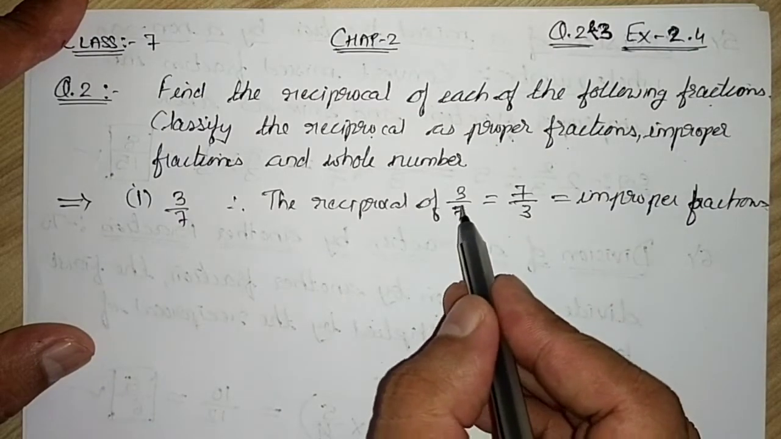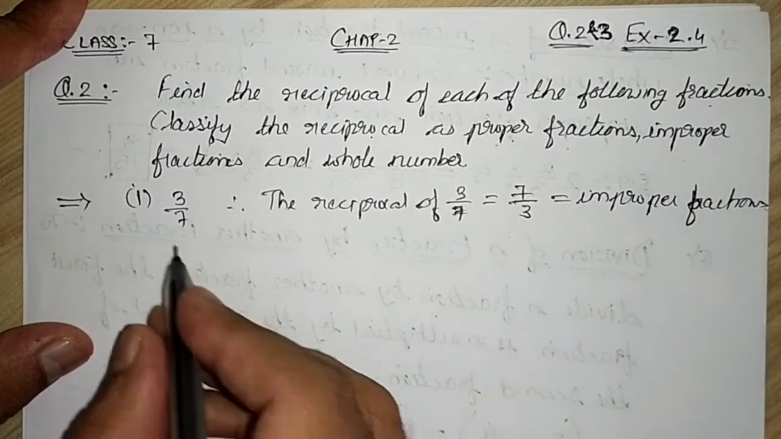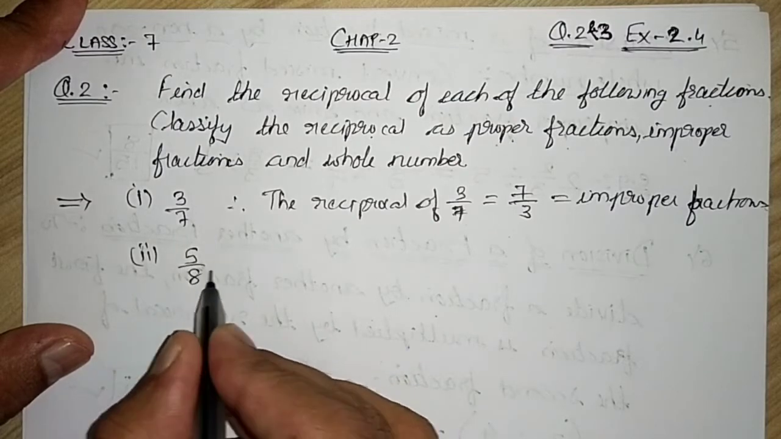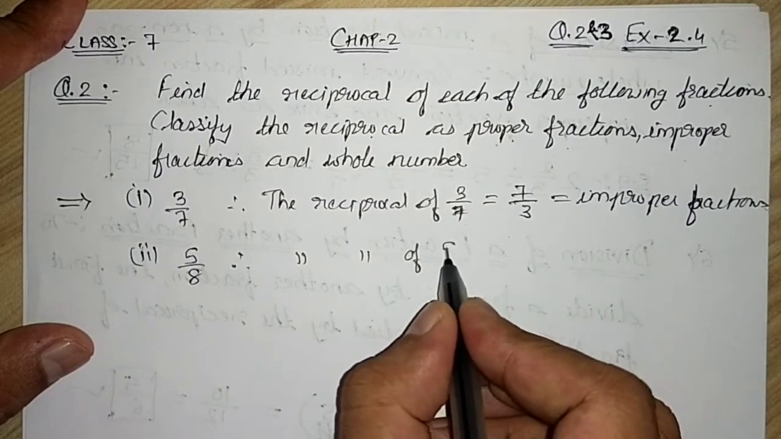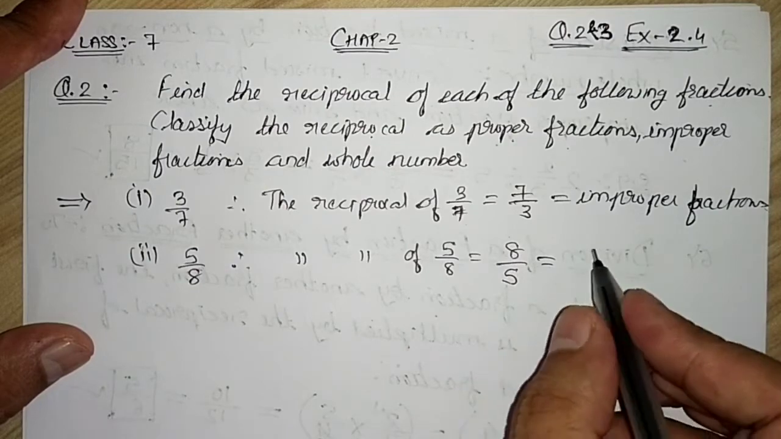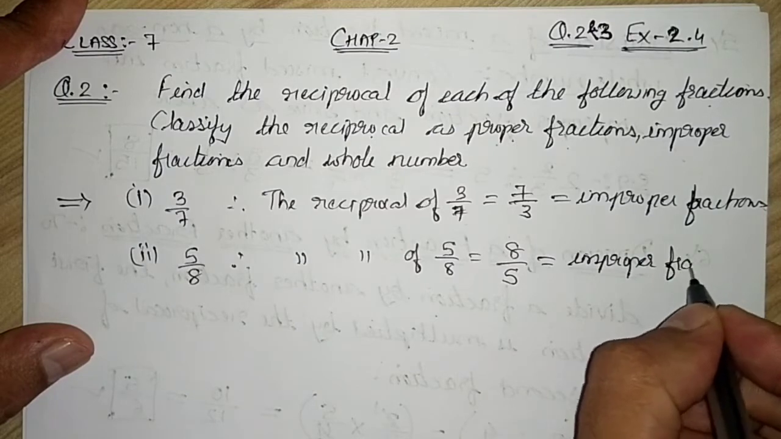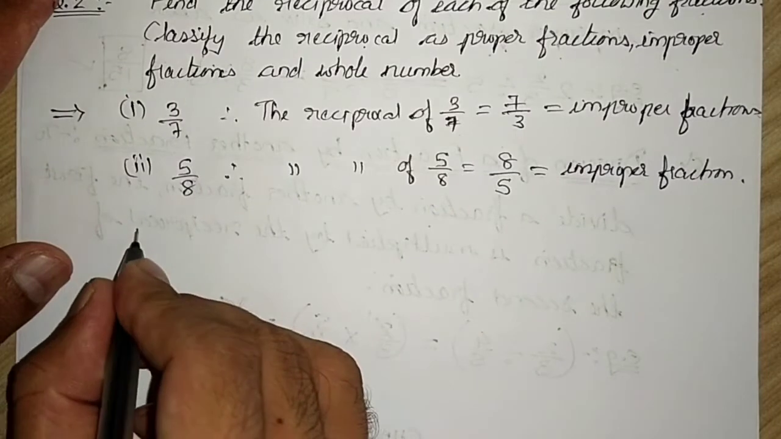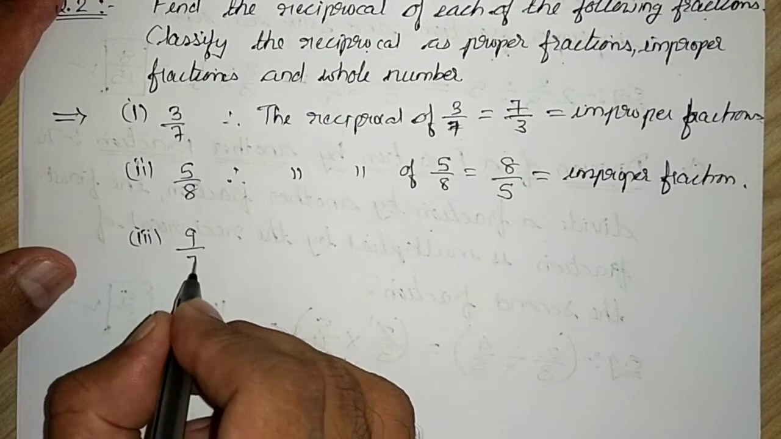First we have to find the reciprocal, and then say whether the reciprocal is an improper fraction, proper fraction or whole number. Second part is 5 by 8. Therefore the reciprocal of 5 by 8 is equal to 8 by 5. Again the numerator is greater than the denominator, so it will be an improper fraction. About improper fraction and proper fraction I have already discussed with you in the introductory lecture, so please go there so that you can understand properly.